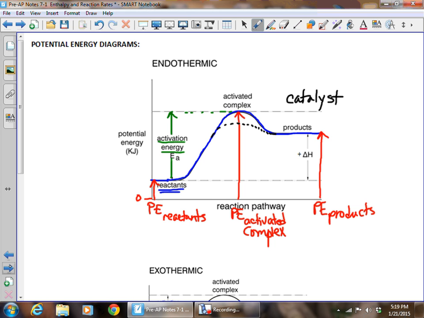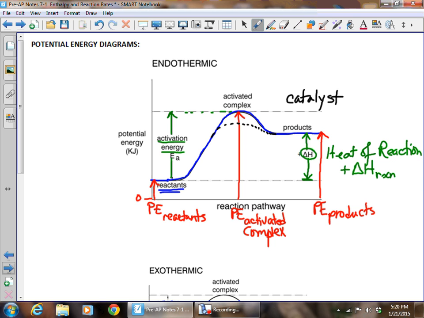So how much energy is involved? The amount of energy involved is always the distance from where the reactants start to where the products end up. That distance is called delta H, or the heat of reaction. Sometimes it's abbreviated delta H sub Rxn, the heat of reaction. And that change for an endothermic reaction is always positive.